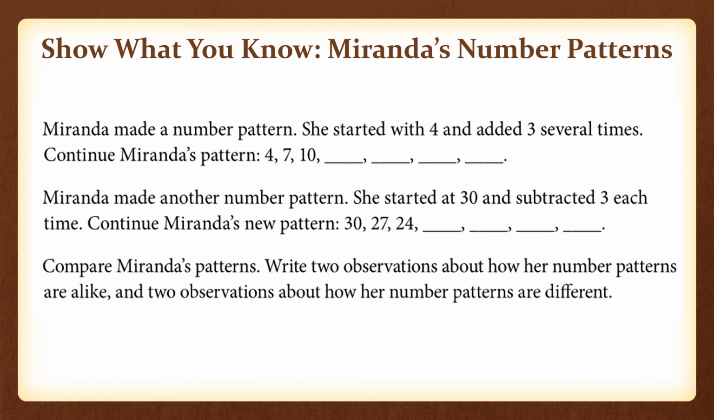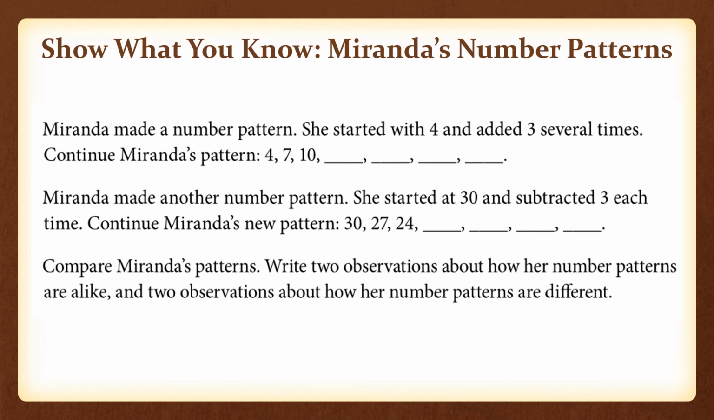Miranda made a number pattern. She started with 4 and added 3 several times. Continue Miranda's pattern. 4, 7, 10. What comes next? Miranda made another number pattern. She started at 30 and subtracted 3 each time. Continue Miranda's new pattern. 30, 27, 24. What comes next?